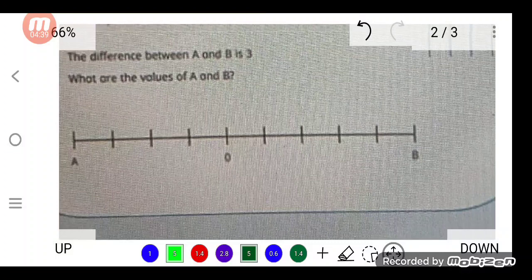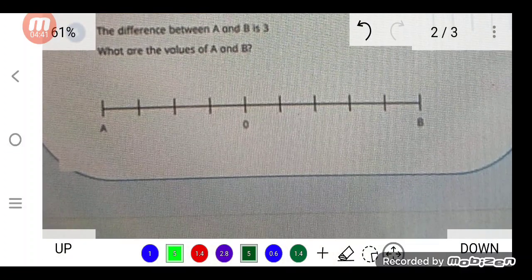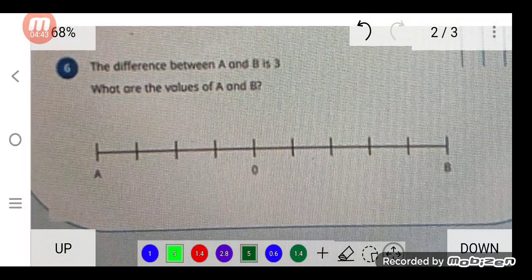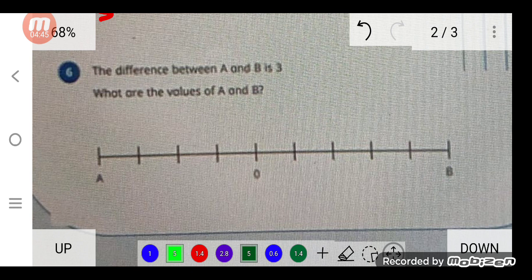Now to move to the next question here. The difference between A and B is 3. What are the values of A and B? Also, you need to find the division distance. The whole of this distance is given to you. The whole of this distance is 3.